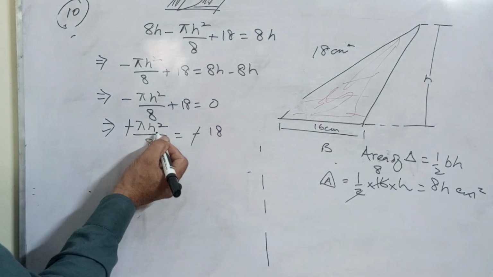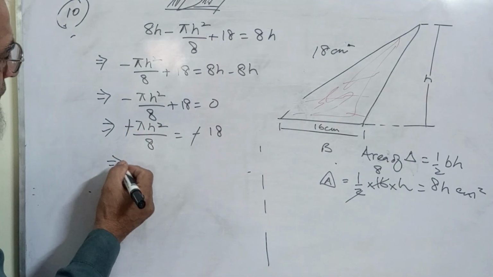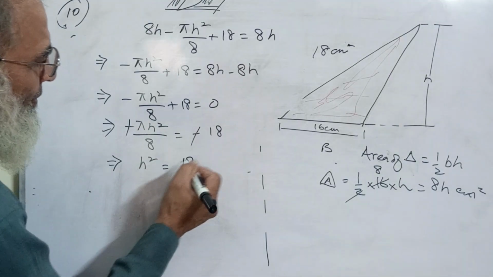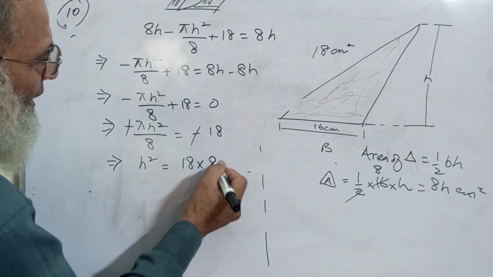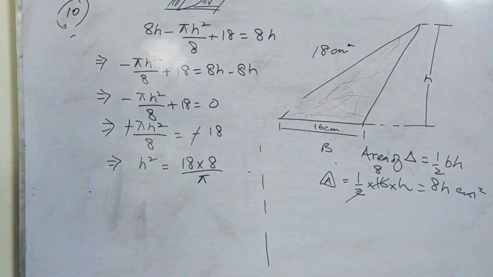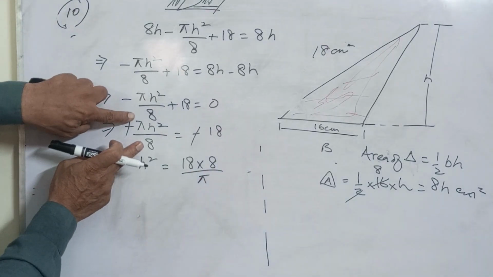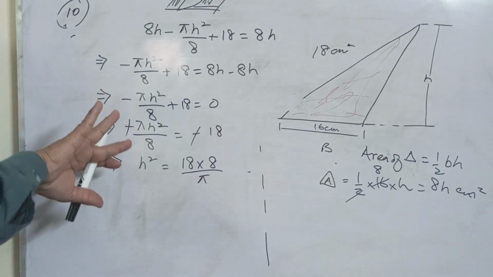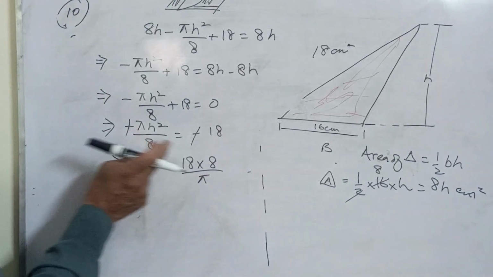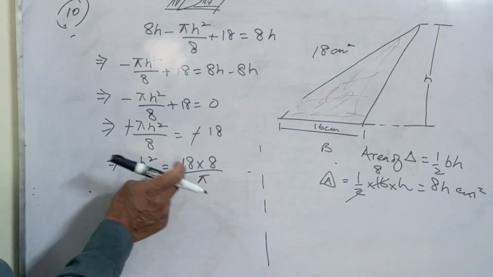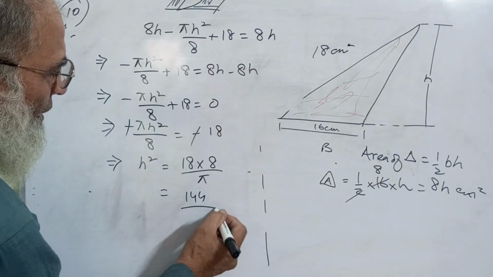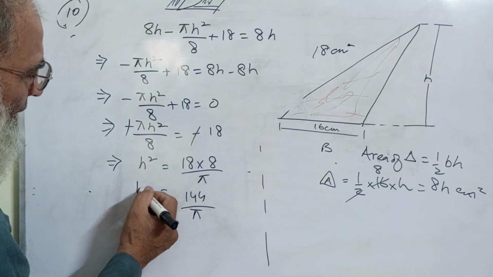So we have to find the h. So what we do, h square is equal to 18 multiplied by 8 divided by pi. It will go there in inverted order, the reciprocal of this: 8 will be in the numerator and pi will be in the denominator. So it will become 144 divided by pi, h square.